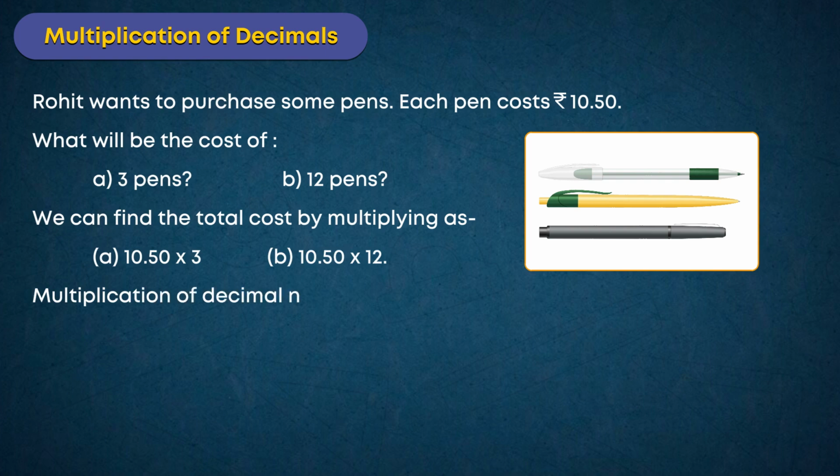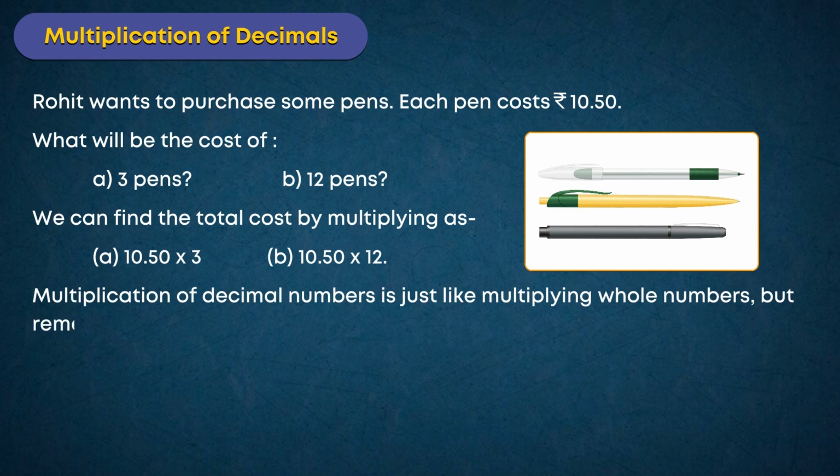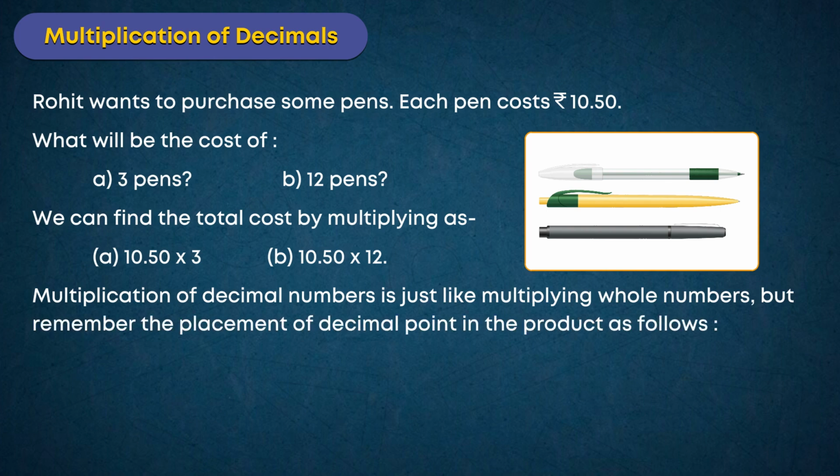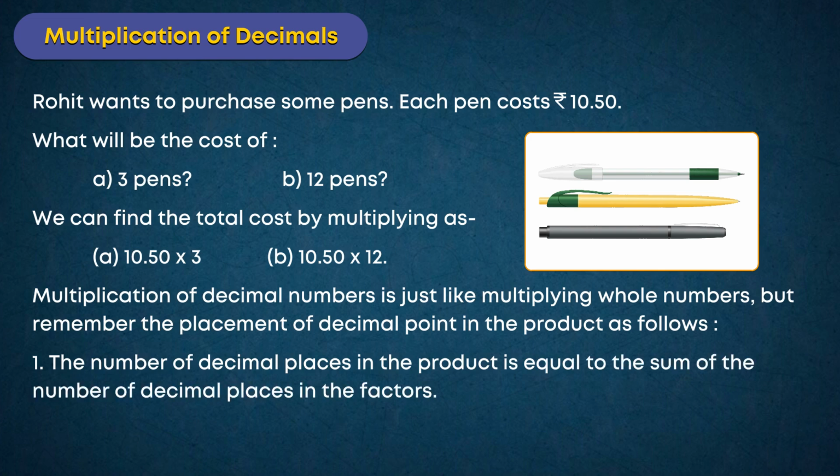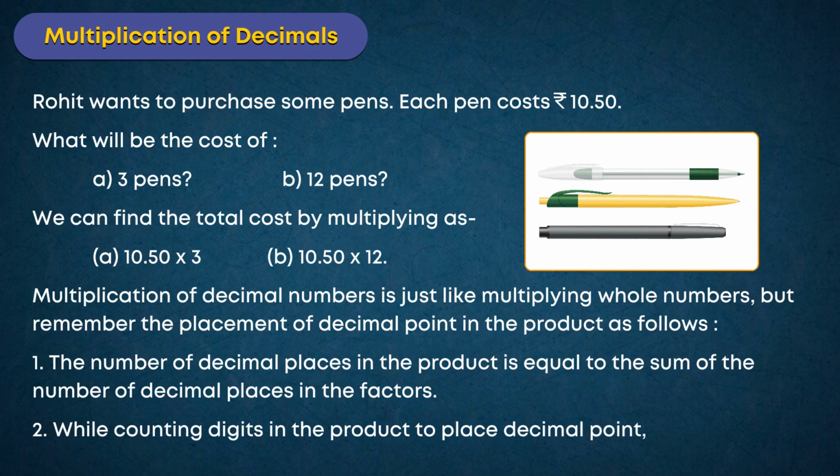Multiplication of decimal numbers is just like multiplying whole numbers, but remember the placement of the decimal point in the product as follows. 1. The number of decimal places in the product is equal to the sum of the number of decimal places in the factors. 2. While counting digits in the product to place the decimal point, start from the right.